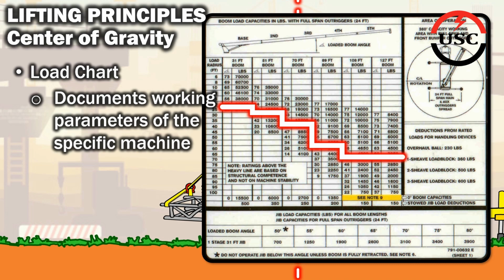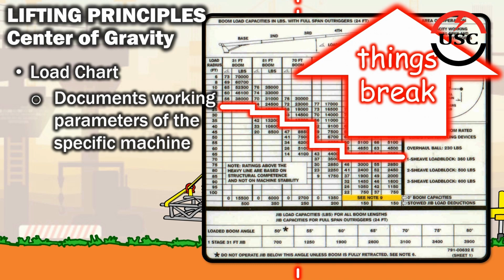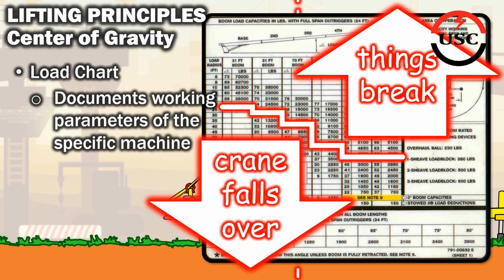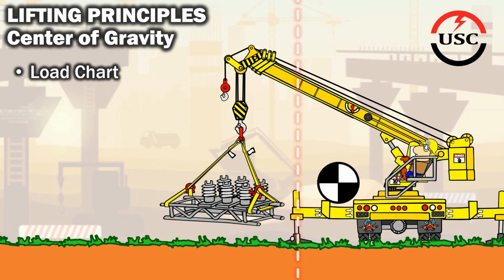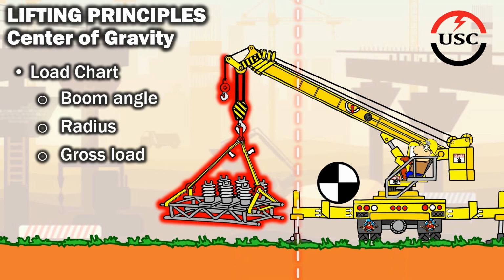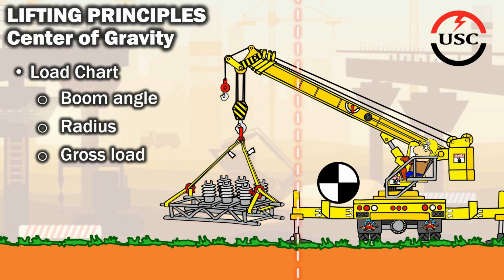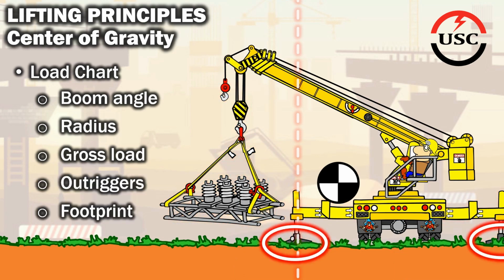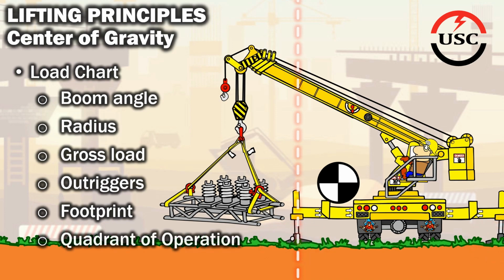Violating the numbers above the line is likely to result in structural damage to the machine, blown cylinders, buckled booms, and the like. Violating the numbers below the line is likely to result in the crane tipping over, but both have been known to occur simultaneously. When reading the load chart, some of the things the operator must take into consideration are the boom angle, the radius from the center of rotation, the load or total of everything hanging off the boom tip, outrigger extension, footprint size, and quadrant of operation.